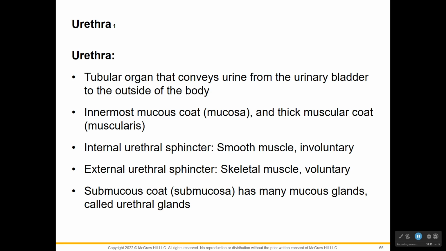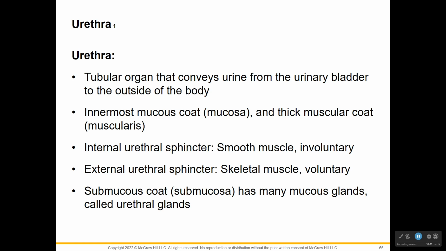And last we get to the urethra, which is another tubular organ that's going to move the urine from the bladder to the outside of the body. It has a mucosa and muscularis. It has a couple of sphincters. There's the internal urethral sphincter, and it is smooth muscle, which is involuntary. As the bladder gets filled up and applies pressure, this smooth muscle allows fluid to leave through the urethra.